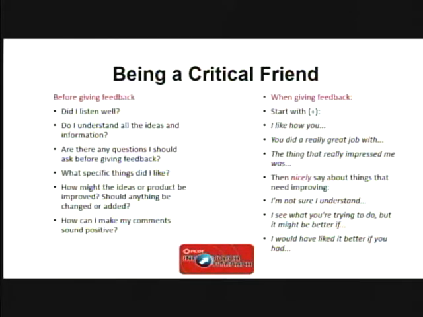The best way is to offer specific suggestions about how the ideas or product might be improved. So you might consider starting your statements with phrases such as, I am not sure I understand what you mean by this. Ganyan. Or I see what you are trying to do, but you might want to. And then, I would have liked it better if you had ganito, ganyan.